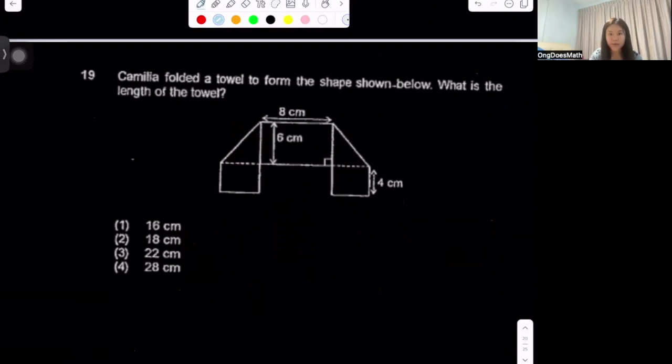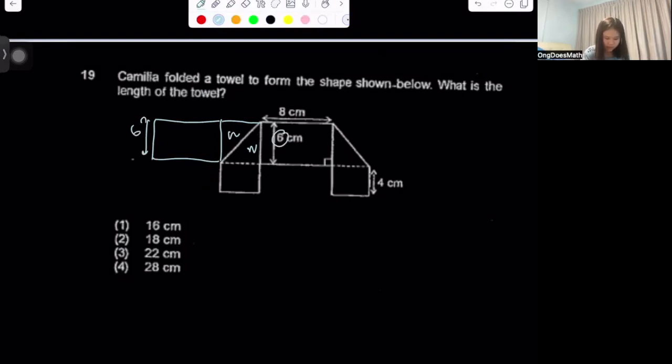Camellia folded a towel to form the shape shown below. What is the length of the towel? Before we do anything, let's unfold our towel first so that we form the original towel. This one will go up. And then this triangle will unfold and become this triangle. So since here is 6, here also must be 6. And since this was folded upwards, this guy was also 6 cm.